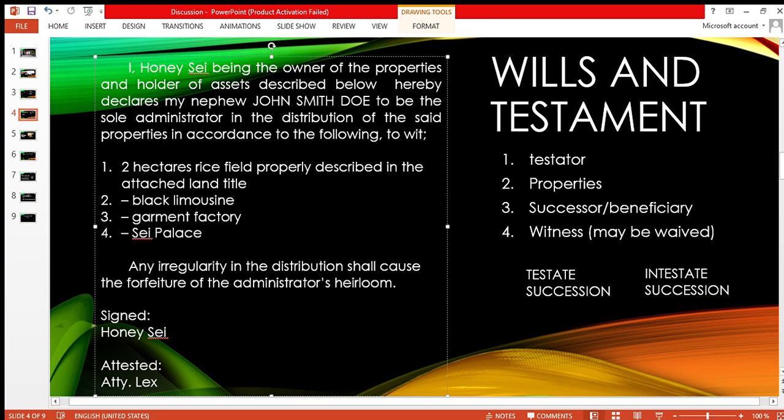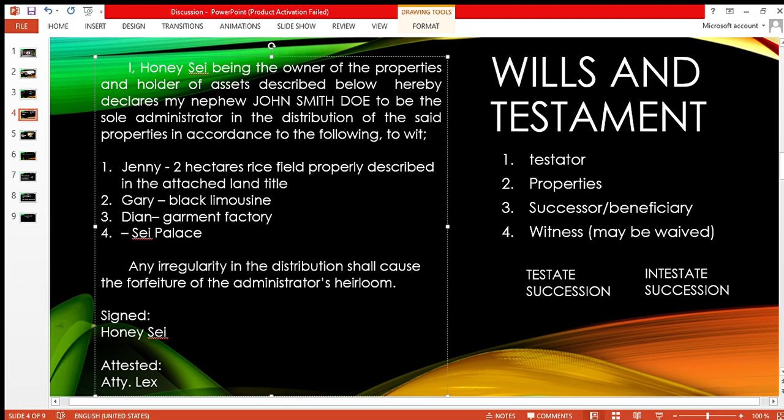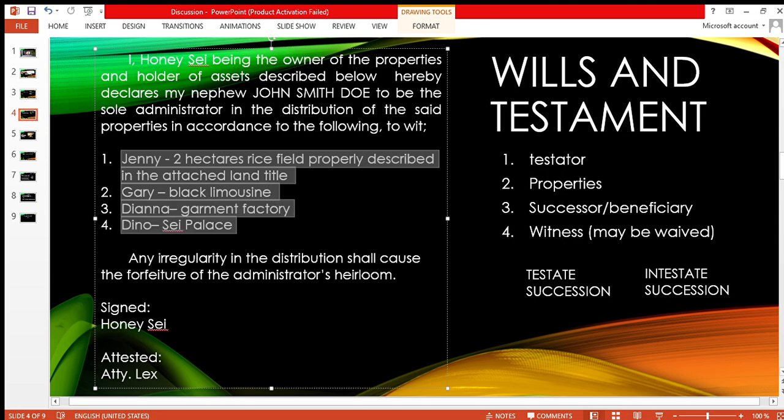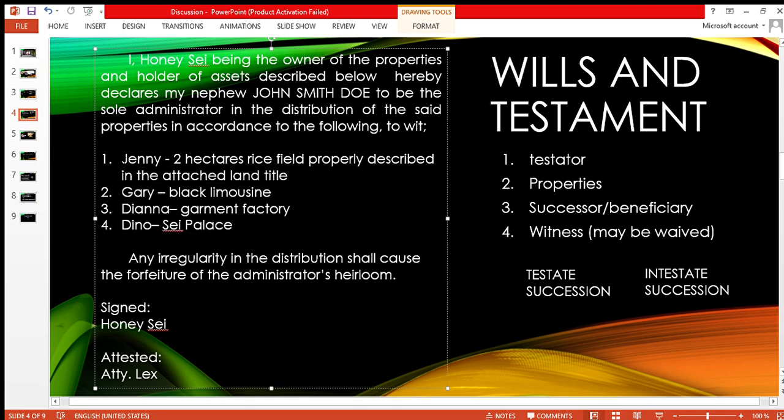Okay. This is a different thing if the testator mentioned Jenny as the beneficiary of the 2 hectares rice field, Gary as the beneficiary of the black limousine, Dina or Diana to the garment factory, and Dino for the Say palace. If this is being mentioned in the will, then the will is valid and it takes what we call testate succession. And John Smith Doe, siya lang yung na-assign na maghahati o magbibigay sa mga naka-assign na property sa mga taong ito. Okay? In fact, kung titignan nyo si John Smith Doe, wala namang ibigay sa kanya.